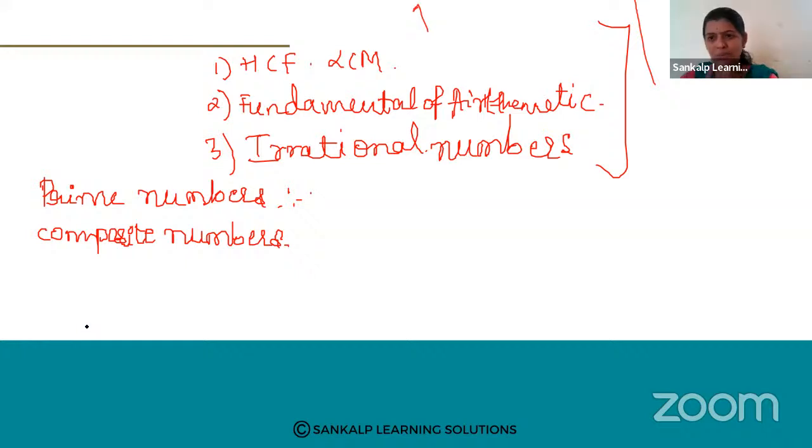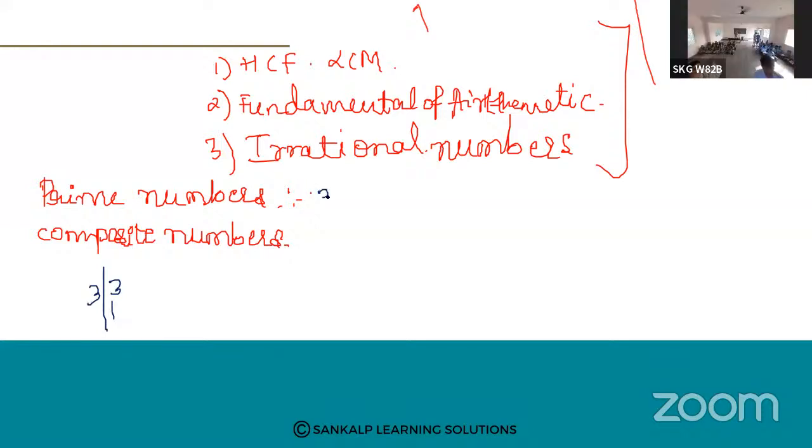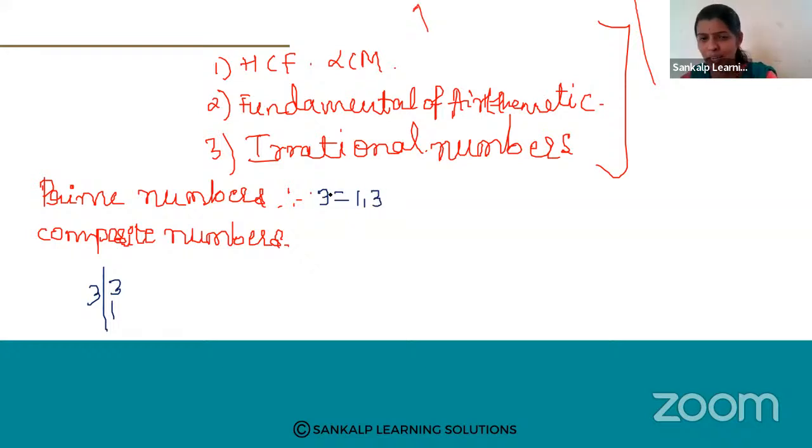See, if I consider one example, that is 3. Tell me the factors of 3. That is 3 ones are 3, or 1 3 is 3. Means only 2 factors I am getting. Tell me the factors of 5. 1 5 is 5, and 5 ones are 5.